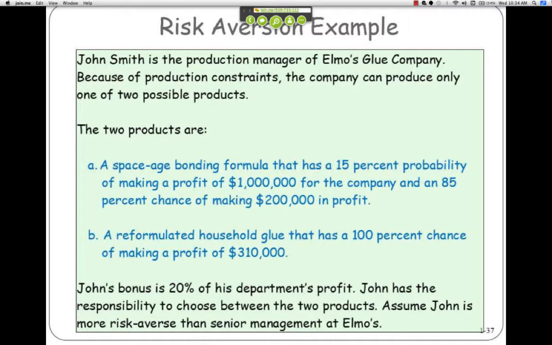And now let's think about it from John's perspective. In the second solution, he gets 20% of 310, right? So a $62,000 bonus. And in the first case, he either gets a $200,000 bonus at 15%, or an 85% chance of a $40,000 bonus. Right? Is that right? Yeah.